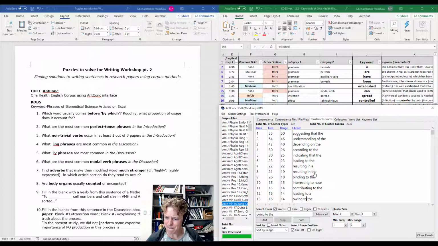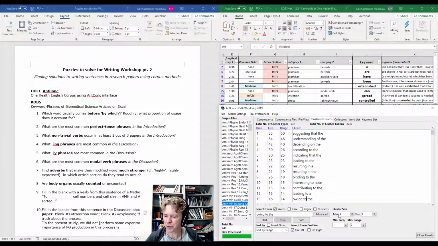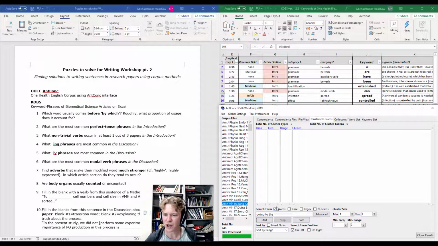However, still, okay, now I like this. Oh, tempting to speculate that. I like that kind of longer phrase. So what I'm going to do is I feel like my 3-word clusters are not as interesting. I'm going to get rid of those because we have enough range. Oops, I made that mistake again right here. So let's just put in -ing again.